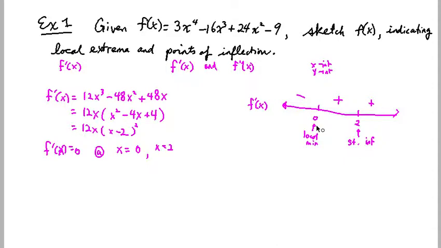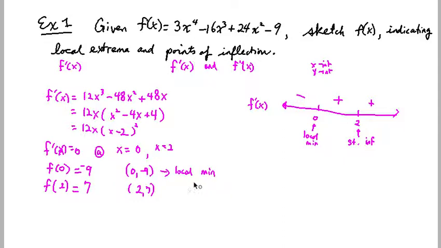All right. And now, to help me with the sketching part, I'm going to figure out what the actual y value is here. So I'm going to plug that back into f of x. If I put 0 into f of x, I get minus 9. So f of 0 is minus 9. And f of 2, you can do this on your calculator, you will get 7. Okay? So my 2 points are 0, negative 9, and 2, 7. And this is a local minimum. And this point is a stationary inflection point.